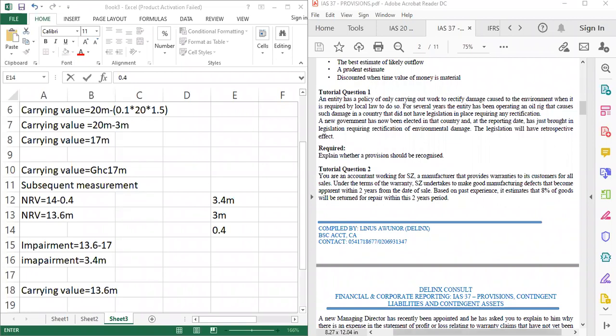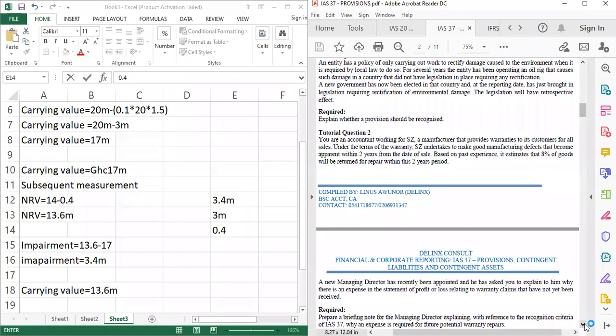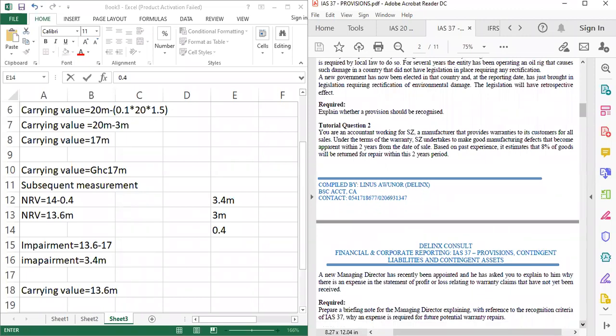A new managing director has recently been appointed and asks you to explain to him why there is an expense in the statement of profit or loss relating to warranty claims that have not yet been received. Prepare a briefing note for the managing director explaining, with reference to the recognition criteria of IAS 37, why an expense is required for the potential repairs. So they are saying that a company makes goods and they make a provision for 8% of the goods that will be returned for repairs.